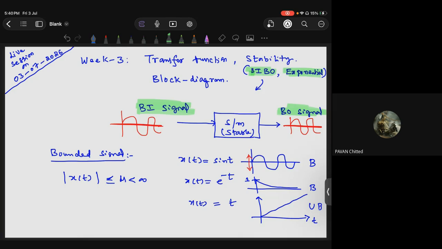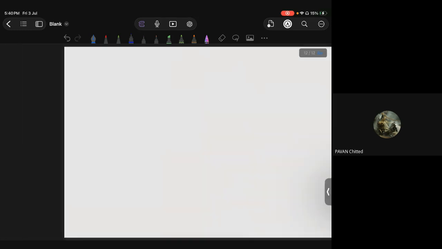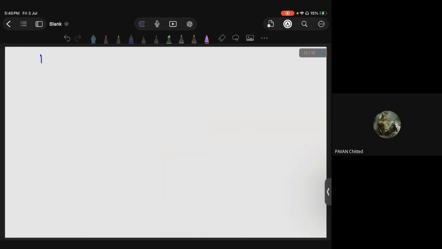Now we also have discussed the transfer function extensively. The definition says G of s equals the Laplace transform of output by the Laplace transform of input with all initial conditions zero. That's the basic definition of the transfer function. Now we'll enter into this new topic, block diagram representation of the systems.